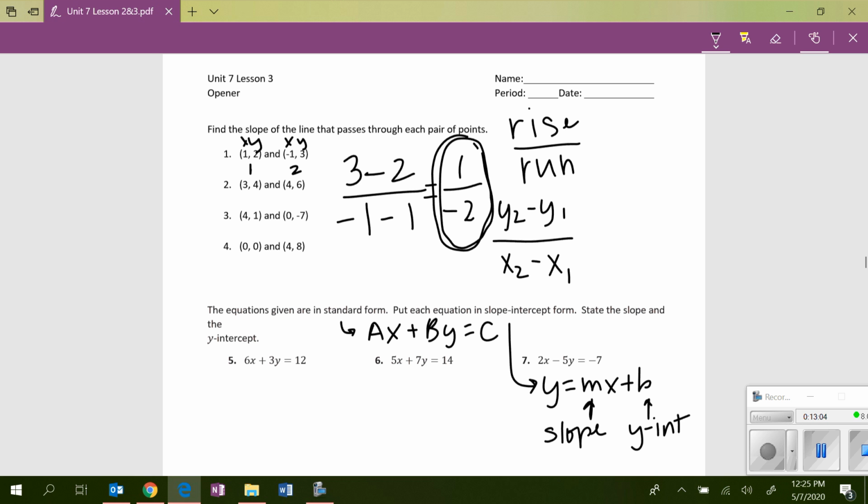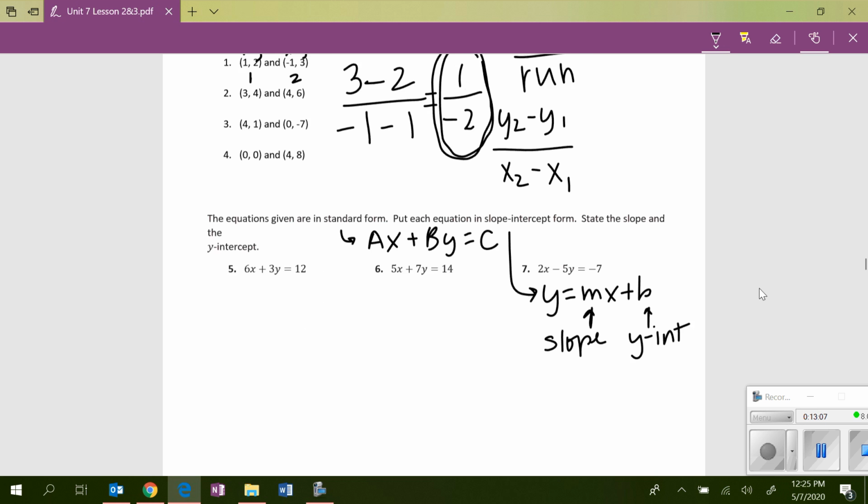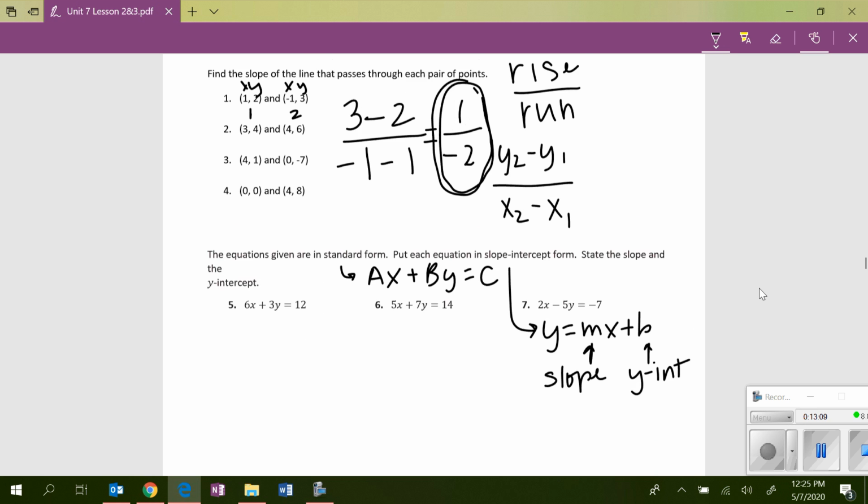So let's look at number 5. I've got 6x plus 3y equals 12. And I just have to move all of my variables and numbers around so that I get it into the form of y equals mx plus b. So I'm going to start by subtracting my 6x so that my y can be by itself. And I'm going to put the 6x at the beginning so that it starts to look more like the mx plus b part, plus 12.